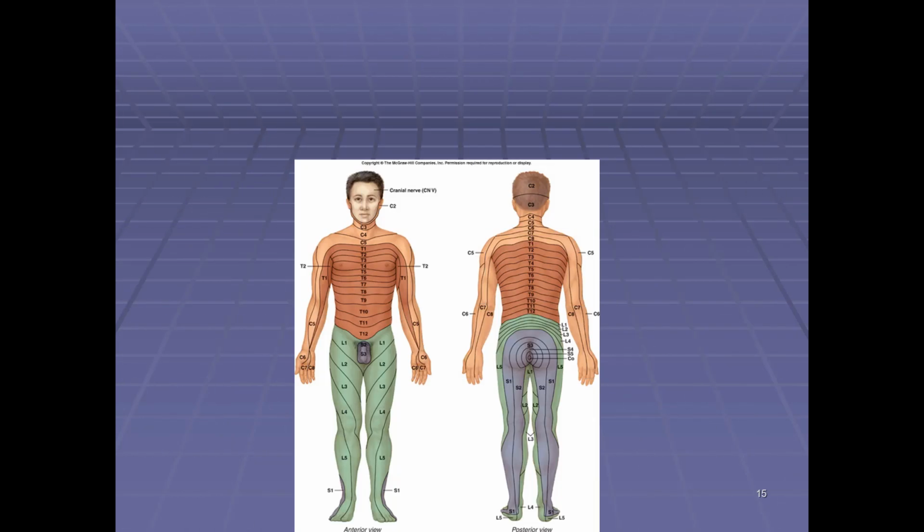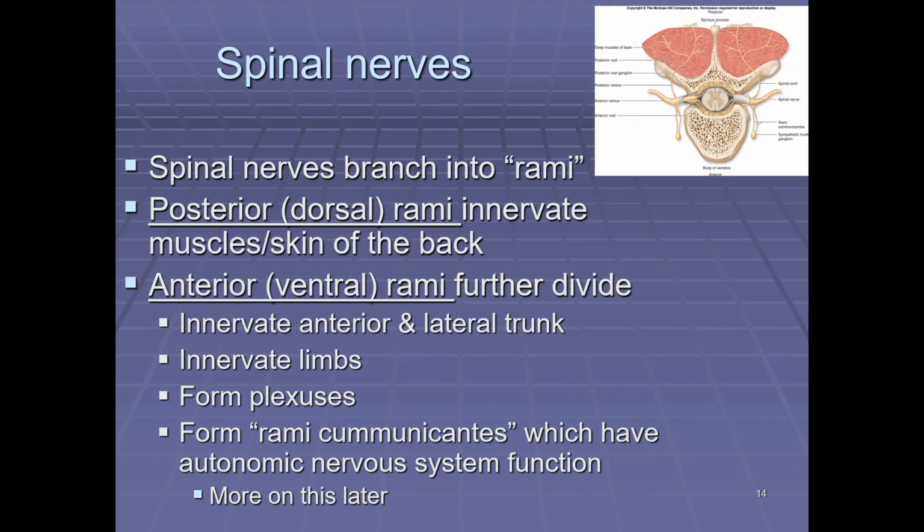This is some interesting information that's going to seem a little overwhelming at first, but once the spinal nerves leave the vertebra, they branch into two big branches. One goes to the back of the body. That's called the posterior ramus, and it just goes to muscles and skin of the back of the body. Everything else falls under the umbrella of the anterior ramus.